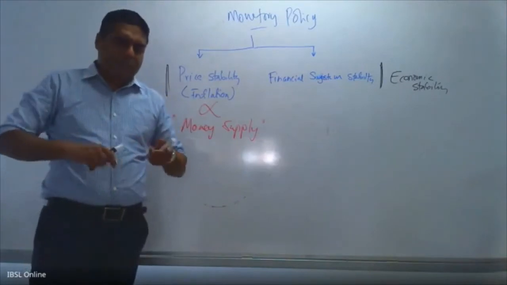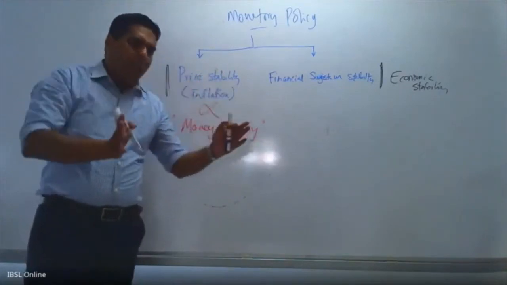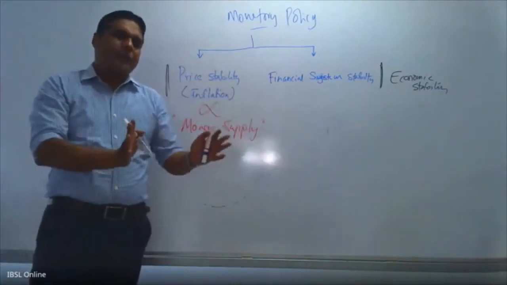Now, available money in the economy should be a function of what?